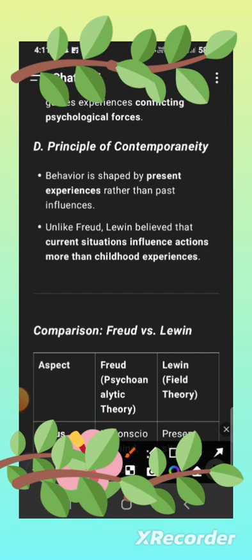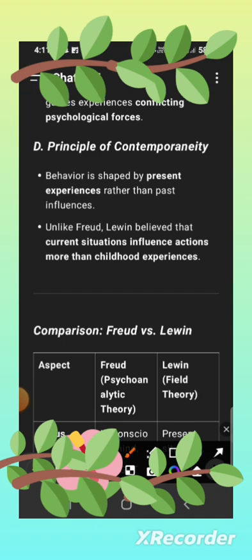Psychological forces and personality change. Lewin argued that personality is not fixed; it adapts to new experiences and environments. Example: a shy pupil can become more confident by changing their environment, for example joining a public speaking group.